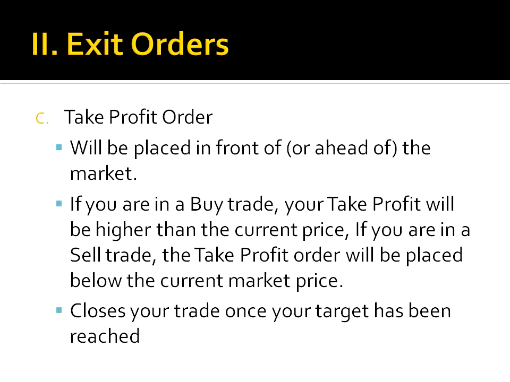The take profit order will be placed in front or ahead of the current market. If you're in a buy trade, your take profit level will be higher than the current price. It will be up on top. If you're in a sell trade and you want the market to go down, the take profit order will be placed below the current market price. This take profit order will close your trade once your target has been reached, once you get to that price level.